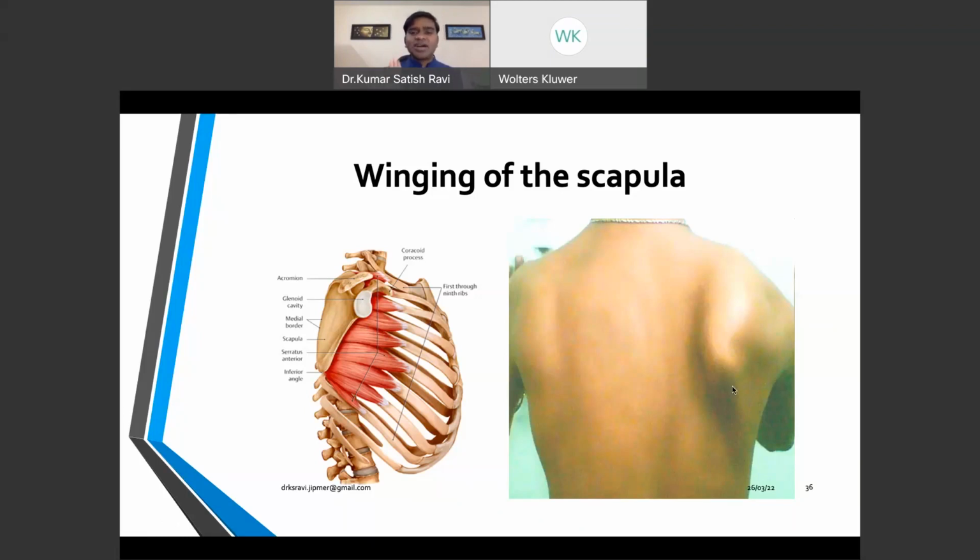So in a nutshell, I just wanted to say that winging of the scapula is caused due to injury to the long thoracic nerve. If there is injury to this long thoracic nerve, it will lead to the paralysis of the serratus anterior muscle, and that will lead to the winging of the scapula.